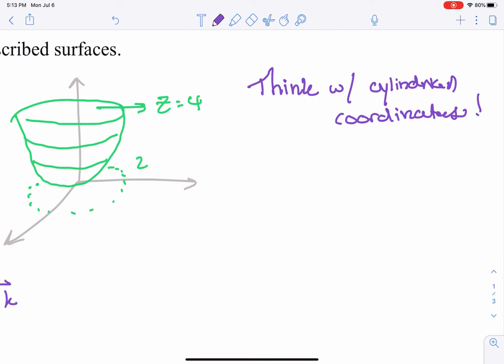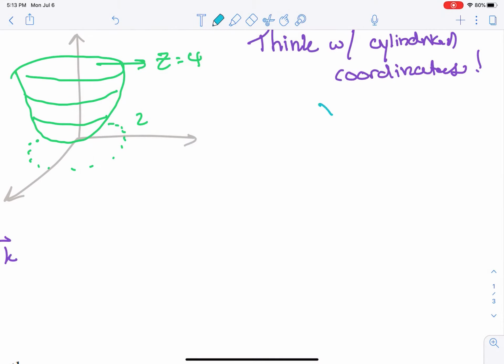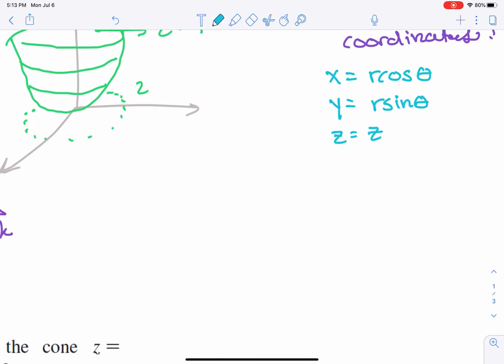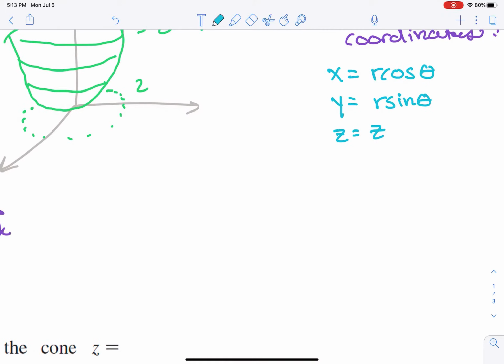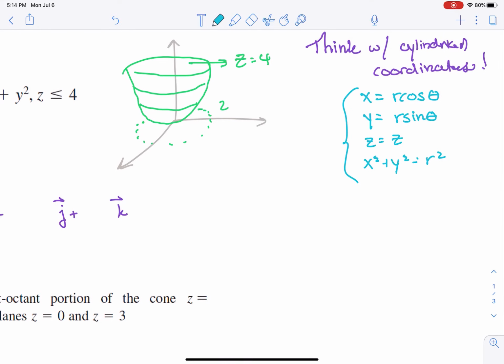And so just as a brief reminder, the cylindrical coordinate system was the one which had the x value equal to r cosine theta, the y value is equal to r sine theta. If you remember, z is just equal to the z, right? So the z doesn't change. It's just the polar coordinate system with a height added. And then the last relation that we want to keep in mind is that idea of x squared plus y squared being equal to r squared. So these make up the translation equations for the cylindrical coordinate system.